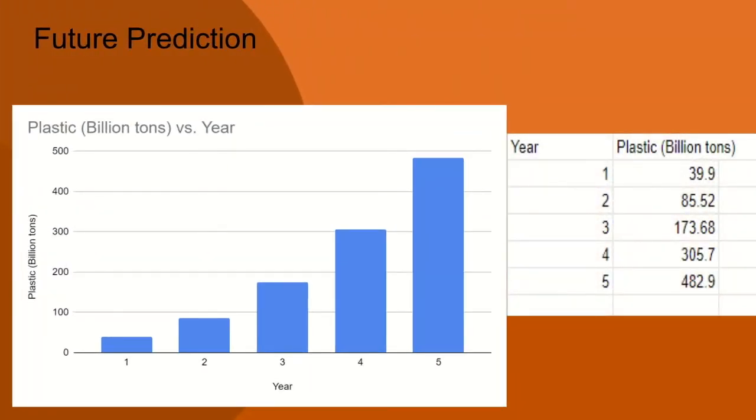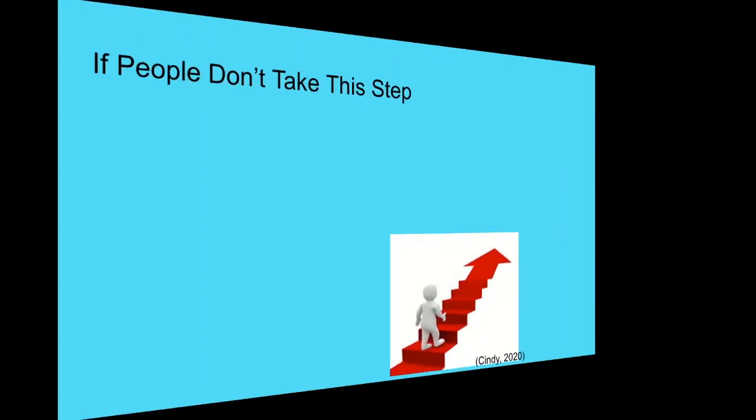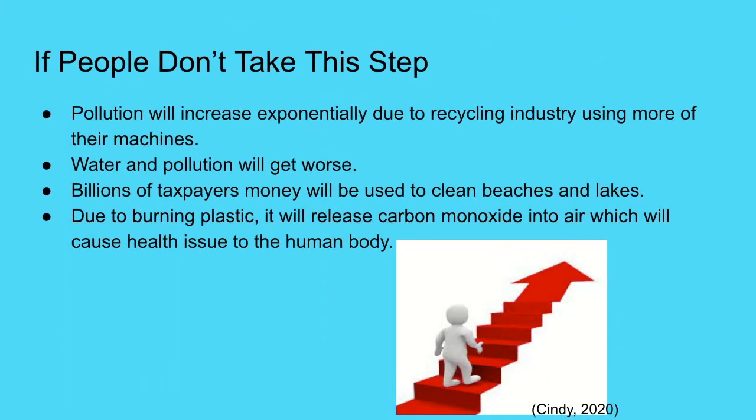Future prediction. So for my calculation, after I got my equation, once I did the calculation, I got the values in each year in the future, and the value would increase exponentially if people weren't to take these steps. If people don't take these steps, pollution will increase exponentially due to the recycling industry using more of their machines. Water and pollution will get worse. Billions of taxpayer money will be used to clean beaches, lakes, and other water bodies. Due to burning plastic from the warehouse, it will release carbon monoxide, which is really dangerous for our human health.